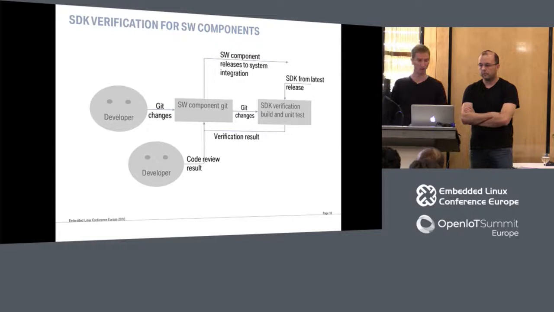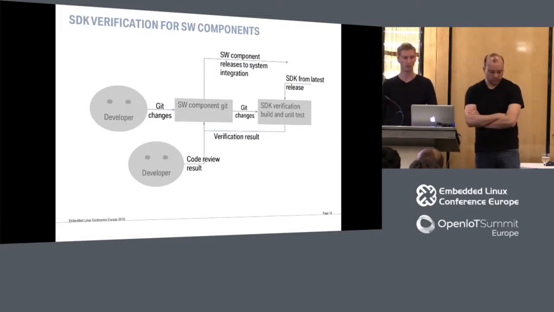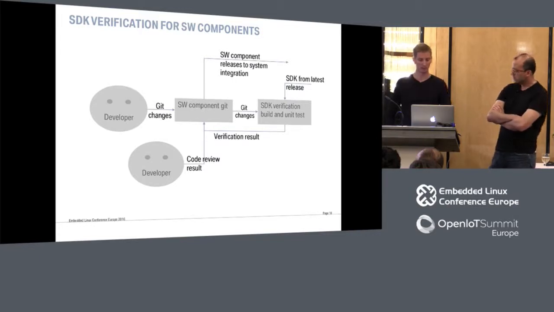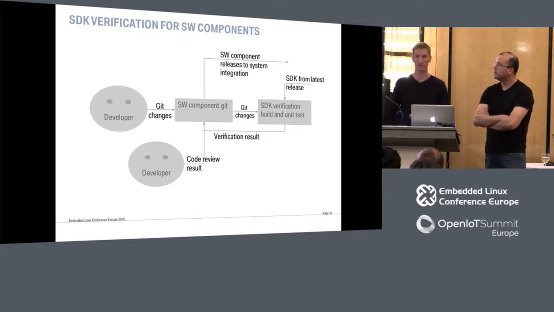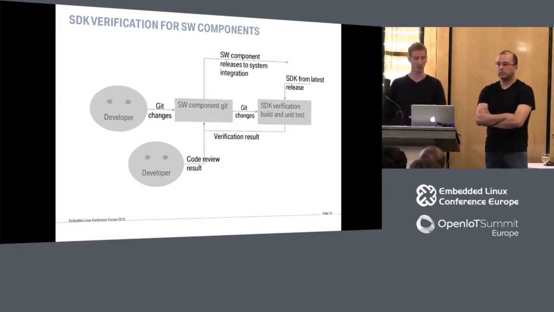So here's our workflow. The developer working on a software component works with Git changes and pushes them to Gerrit, into Git, and that triggers an SDK verification build and unit test execution in the CI environment. From this we get the verification results. And then we require that the developer's code changes are also reviewed, so there needs to be a +2 in Gerrit. If all of this is fine, then the changes can be merged back into the master branch of the software component.